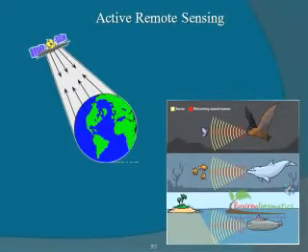Active sensors, on the other hand, provide their own energy source for illumination. The sensor emits radiation which is directed toward the target to be investigated. The radiation reflected from that target is detected and measured by the sensor.